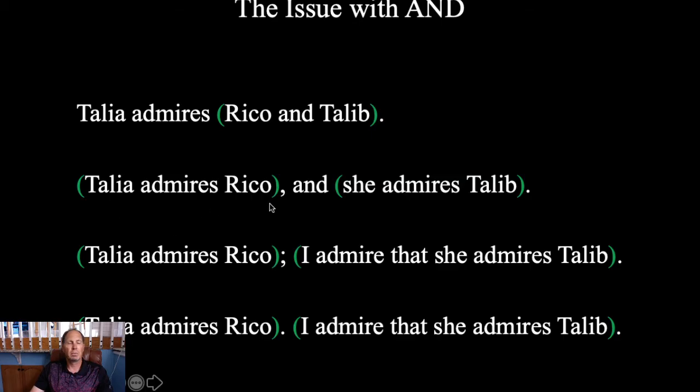Talia admires Rico. And, oh, subject. She admires Talib. So I have an independent and an independent. Consequently, I need a comma and. Could not use just a comma. Notice that the comma and, I could substitute with a semicolon. I could substitute a period, an exclamation point, comma so, comma but.